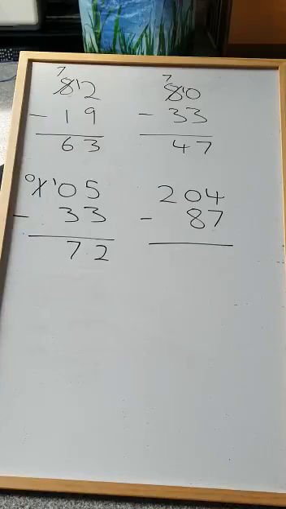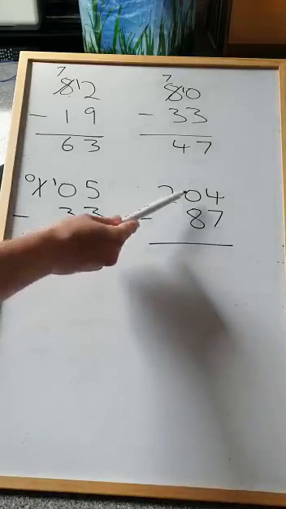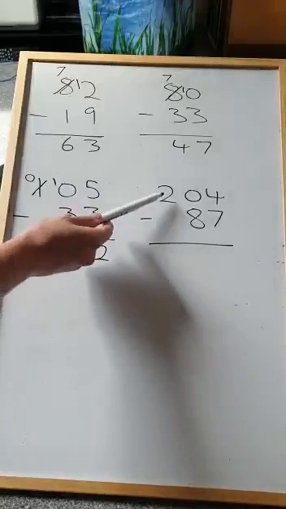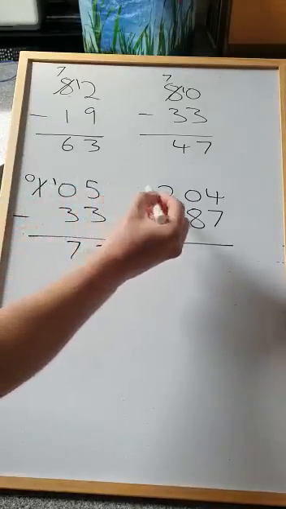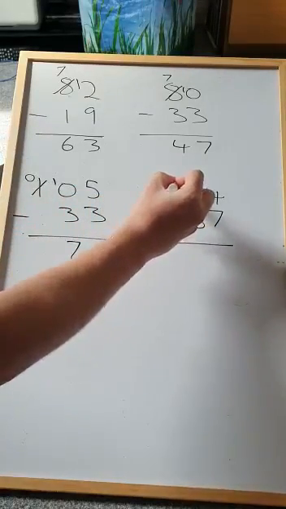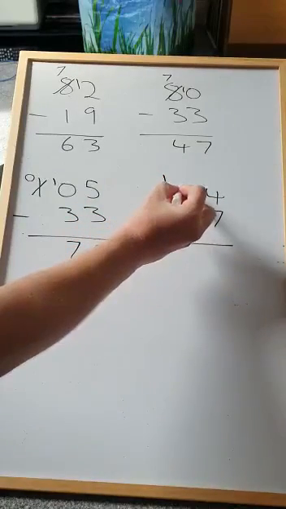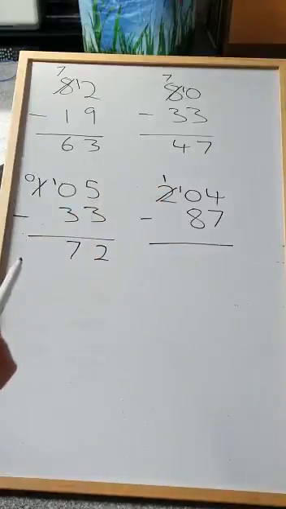And then if we move across to the next one, we've got 204 take away 87. 4 take away 7 we cannot do, so we need to borrow from the next section across. Now the problem here is we've got 0. We can't take anything off 0, so we need to go across to the next section. So we need to go from here. So what we've got here is a 2, which will now become a 1. We move the 10 across, and now we can borrow from the 10.